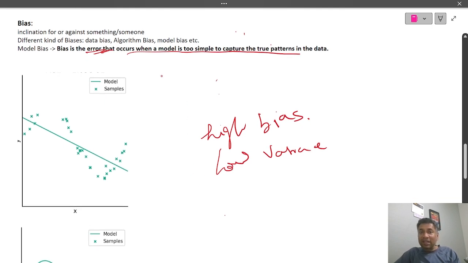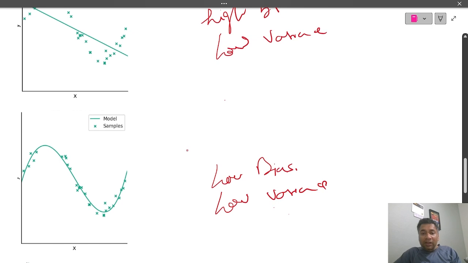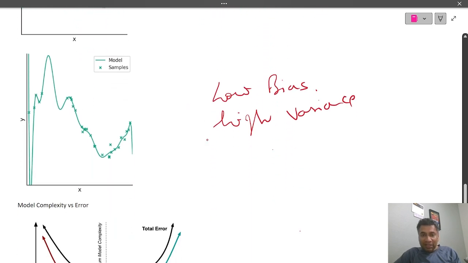So again, bias is the error that occurs when a model is too simple to capture the true pattern in the data. The error would be less if the model is smart enough to capture the true pattern in the data. Okay, so we understand this.